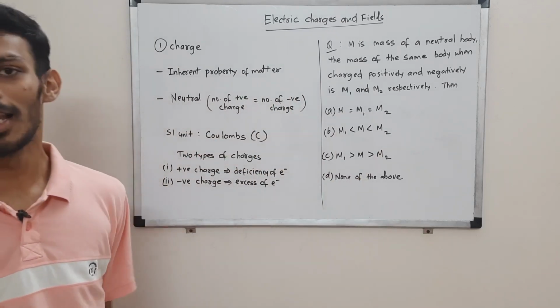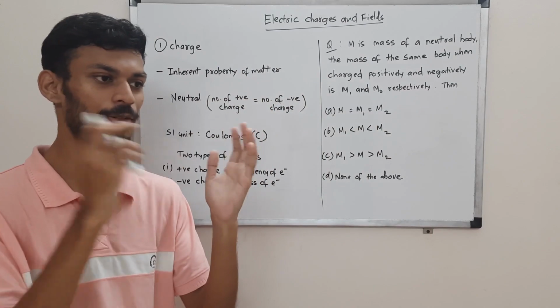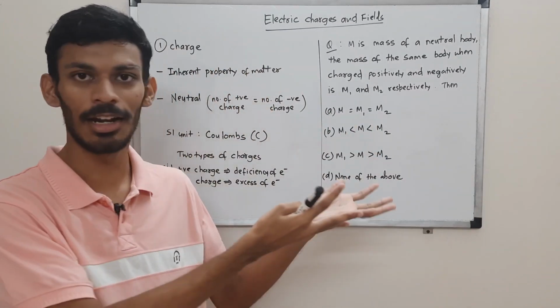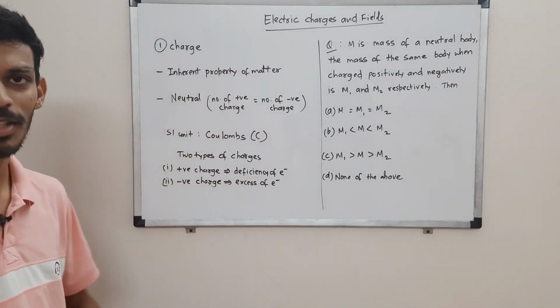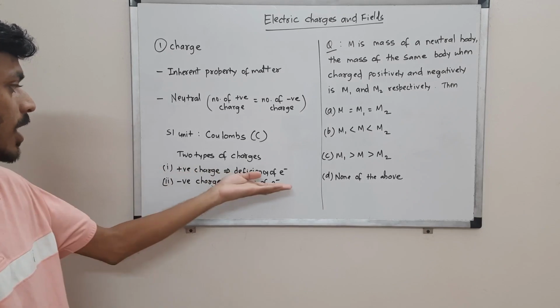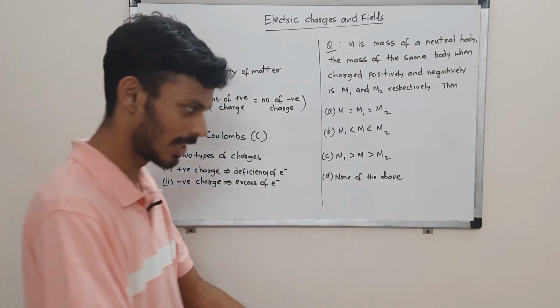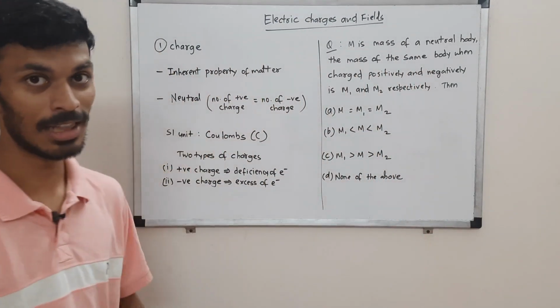And the other way around, some electrons move from this body to that, so there is excess of electrons on that body. So that body will become negatively charged. Those are the two types of charges caused. The positive charge is due to deficiency of electrons, the negative charge is due to excess of electrons. Let us try and handle this question now, which is based on the concept we learned just now.